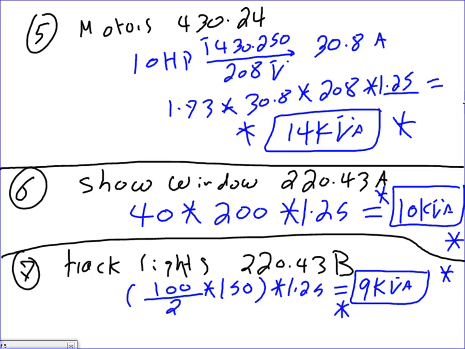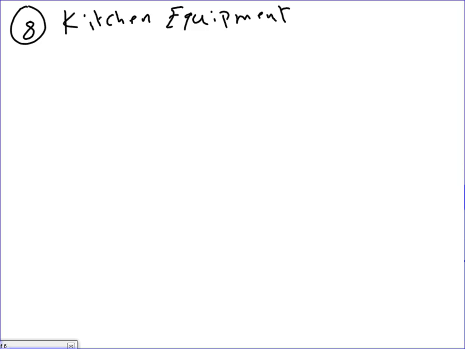Any questions, guys, before I move to number 8 and the last one? Number 8. Again, an almost identical example is in my code book. It's not really rocket science. Kitchen equipment in a commercial building. For this one, you need Article 220.56 and also the table in 220.56. You need the article and the table to understand what we're doing here.